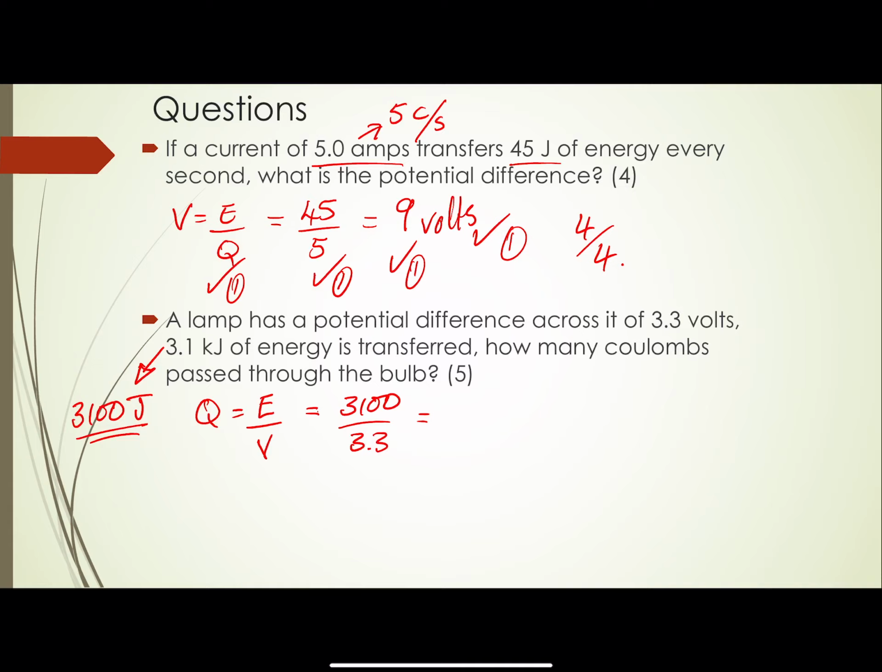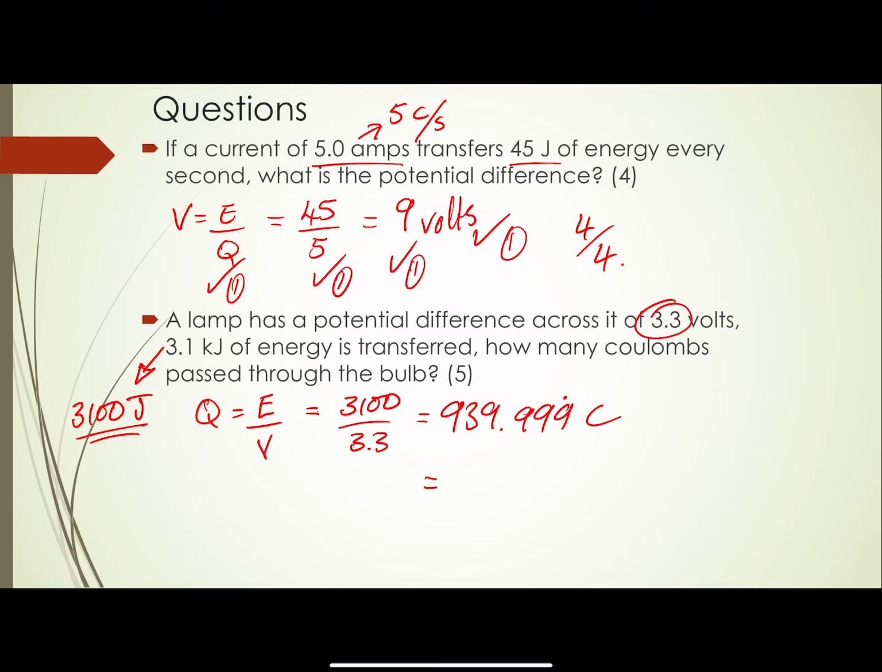I'll just have a quick bash of the numbers on mine. And it's 3100 divided by 3.3, which equals, my calculator says 939.999 recurring. Some people put a little dot over the end, and coulombs. But I'm not going to get the marks for that because I'm claiming a level of accuracy which isn't in the question. So what are the correct number of significant figures that I should be quoting to?